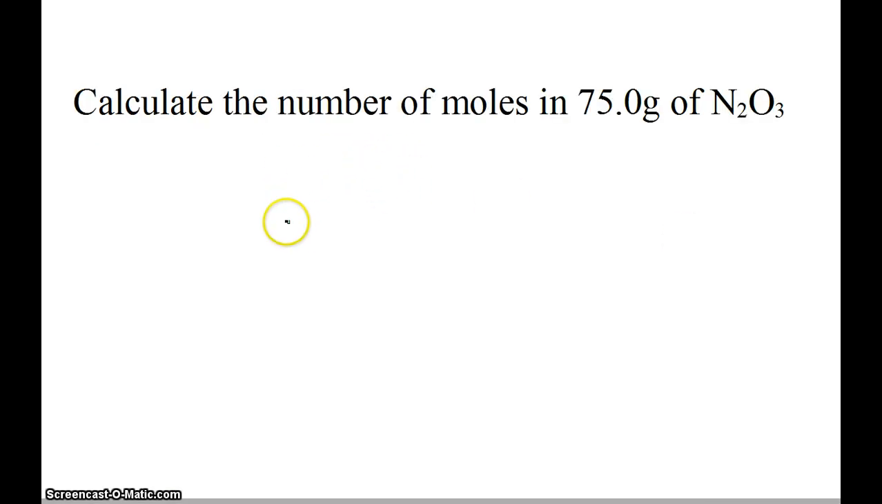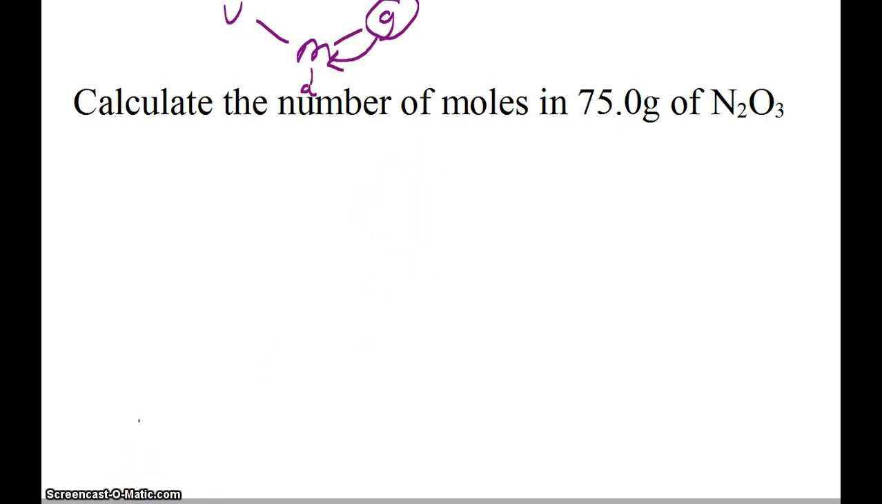Alright, we need to calculate the number of moles in 75.0 grams of N2O3. Okay, so let's think about our mole map here. Once again, we got mole in the middle, grams, volume, and atoms. Okay, so we're given grams to begin with. So that means we're starting here, and we want to go to moles. Well, if we're doing that, we need to go to the periodic table.